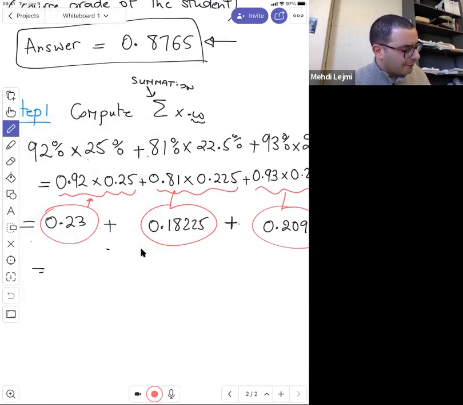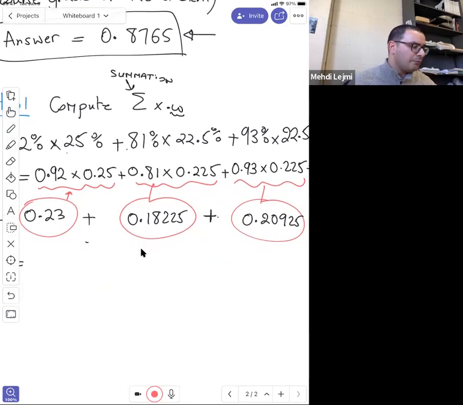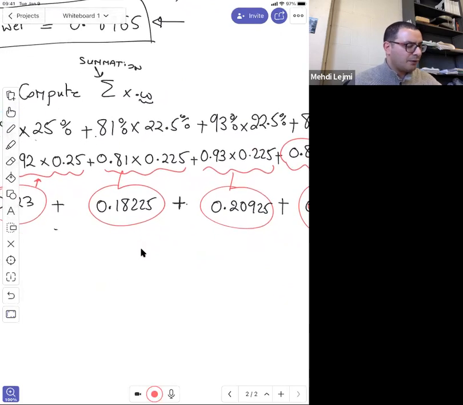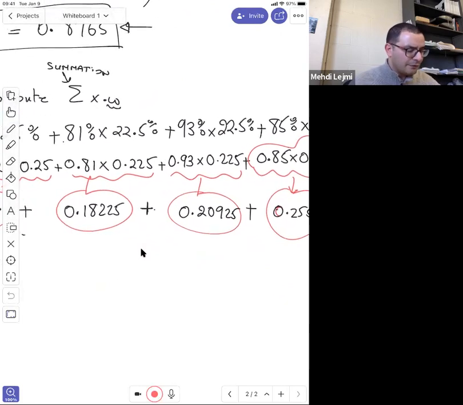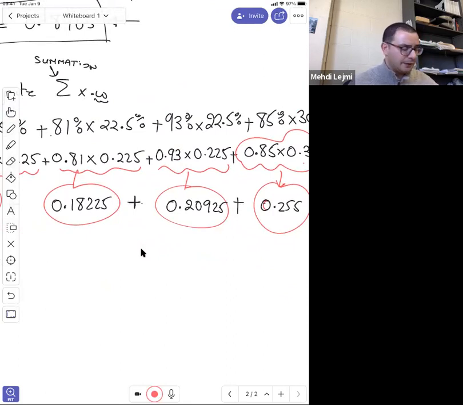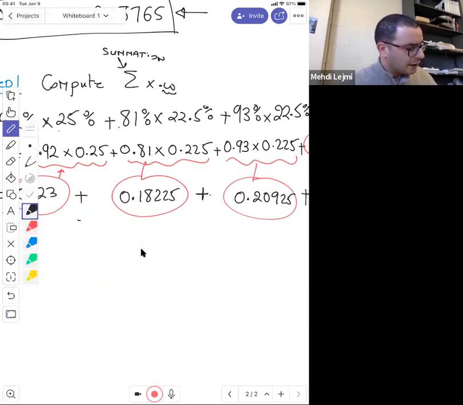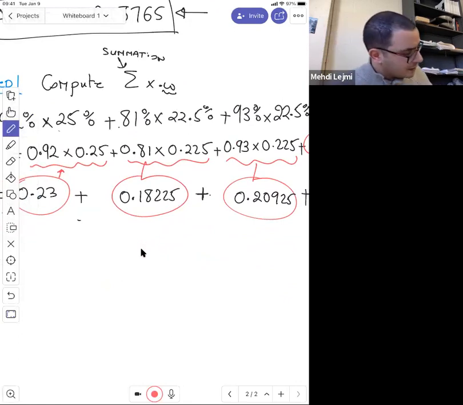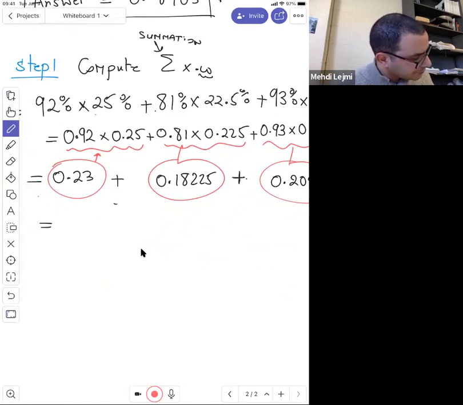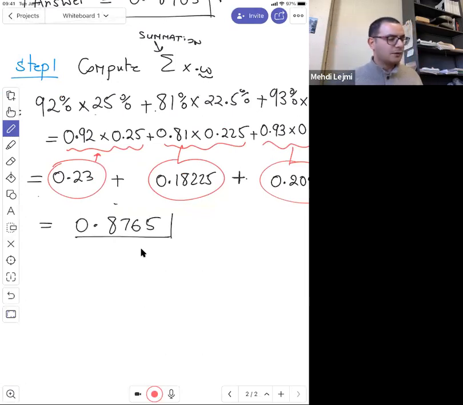I'm going to do the sum. So we have four decimals, right? I have the 0.23 plus 0.18225, et cetera, plus 0.20925 plus 0.255, right? So we're going to add now. If you add, then you're going to get, yes, so then the answer would be 0.8765. So that's the first step: the scores times the corresponding weights. Any questions, guys? That's the top. So the top is always the score times the corresponding weight.